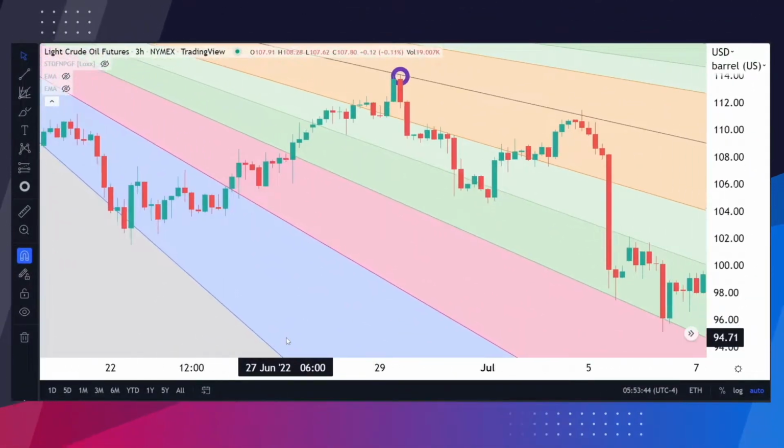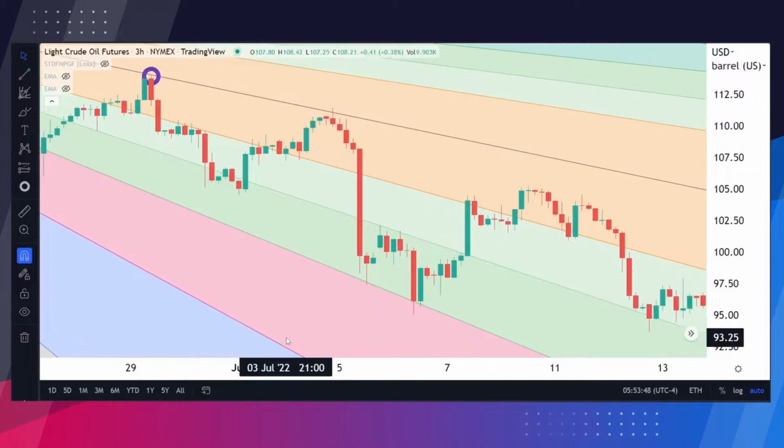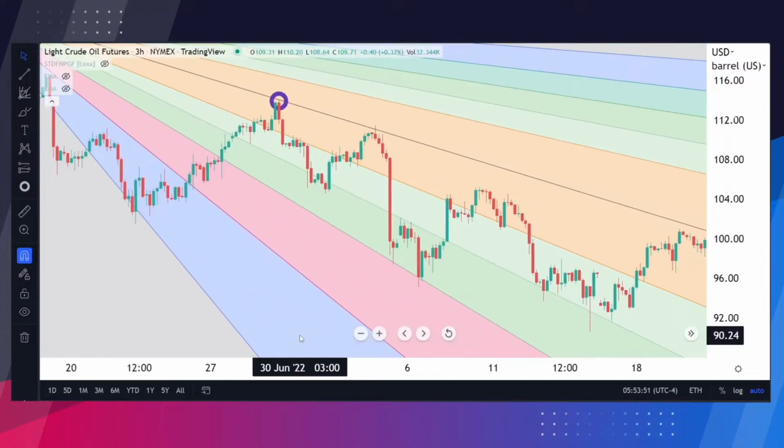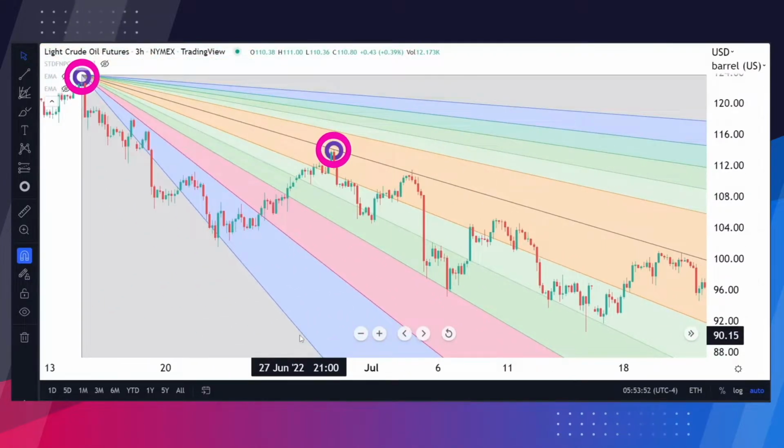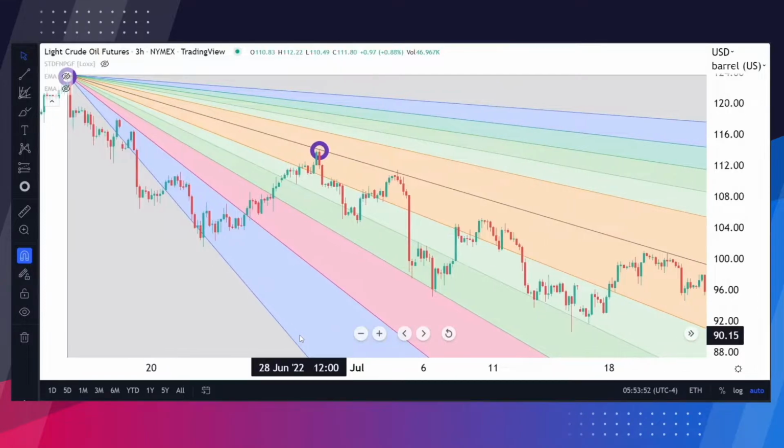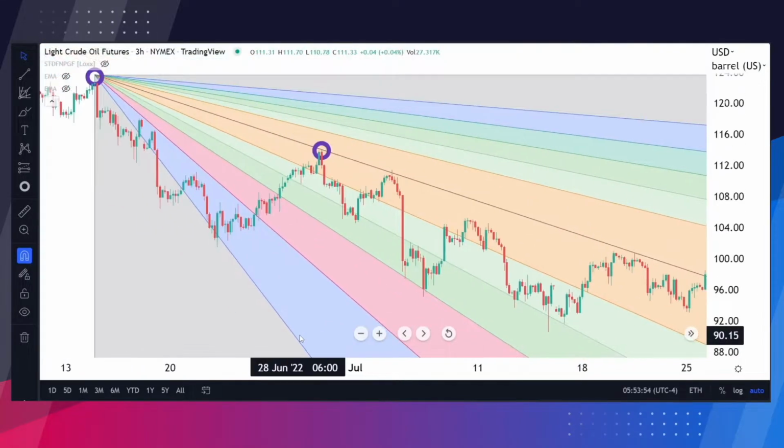If we look at this chart as an example, you can see that the main line, which is the 0% Fibonacci ratio, connects to the 2 points right over here. Then we find 2 points where the price rejects almost exactly on that line. Then it continues to find support off the line as the trend continues.